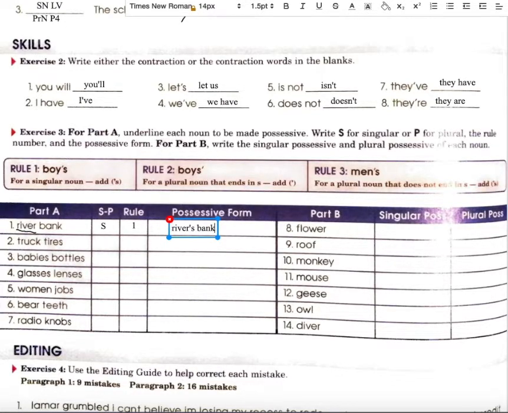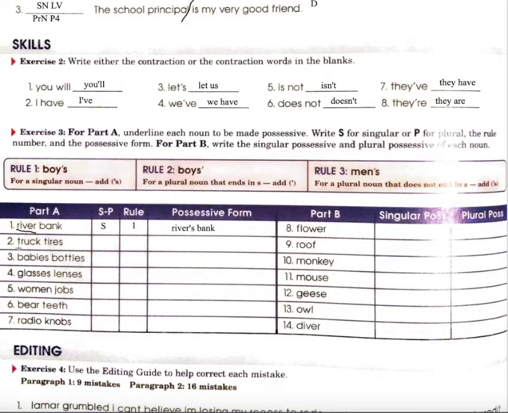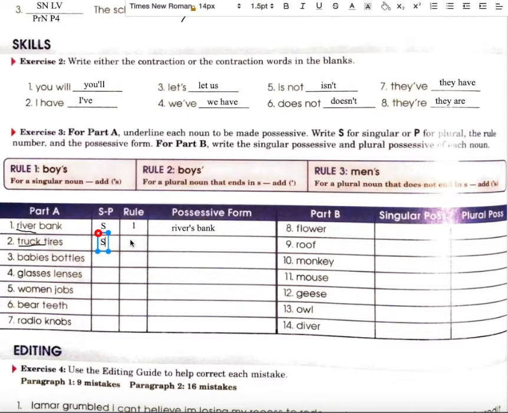Number 2, truck tires. Underline the noun. Is truck singular or plural? It is singular. What rule does it follow? It follows rule number 1. And the possessive form is truck's tires.